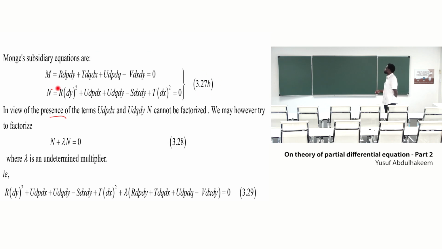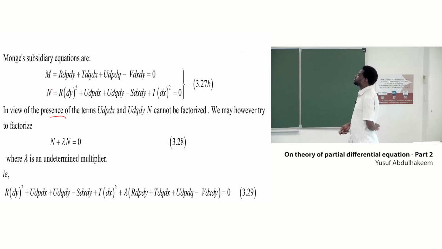3.27b. This equal to 0, both sides. This also equal to 0. Of course, if this is 0, this is 0. By the time you put the two of them together, you will surely have 0. So in view of the presence of the term u dp dx and u dq dy, n cannot be factorized.